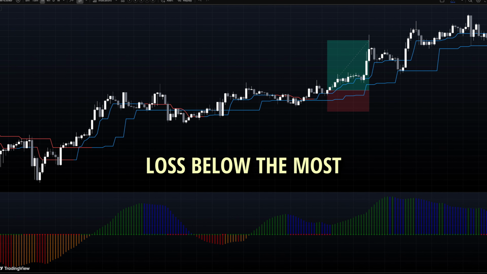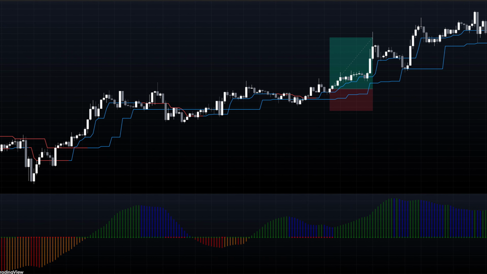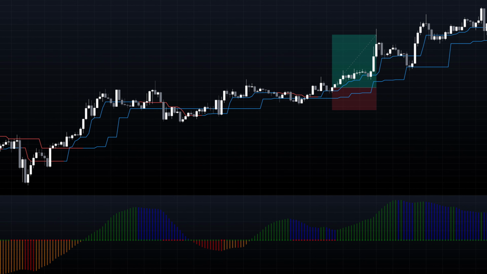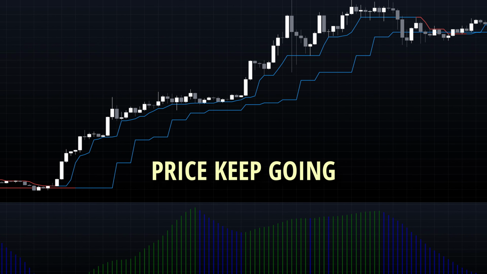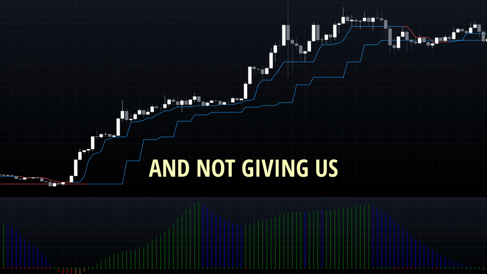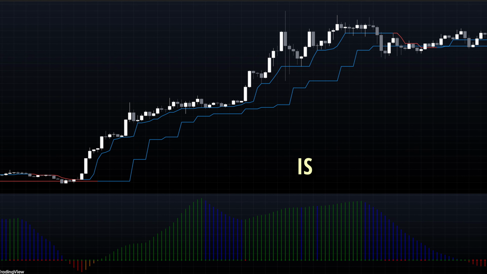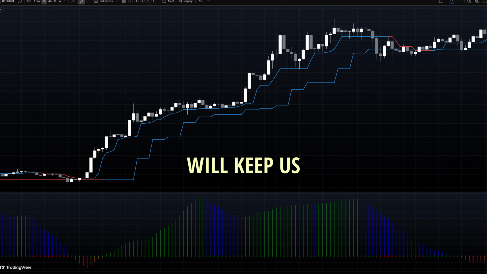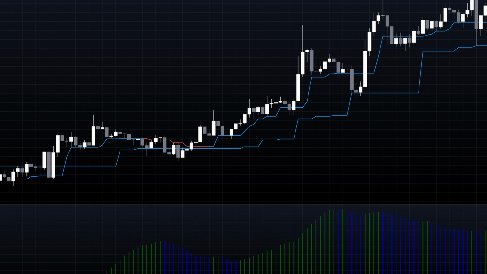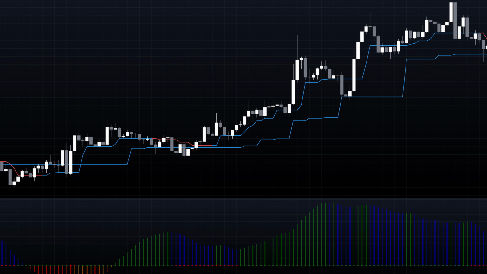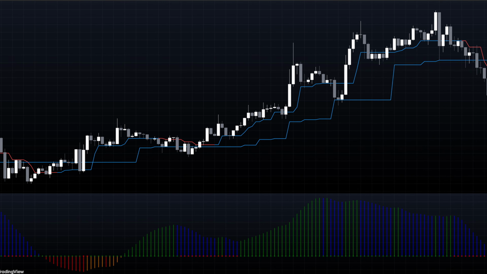We place our stop loss below the most recent swing low and target at least 2 times risk. Often we see the price keep going without any retest and not giving us the opportunity. But hey, this is part of the game, and these strict rules will keep us out of many bad trades too.